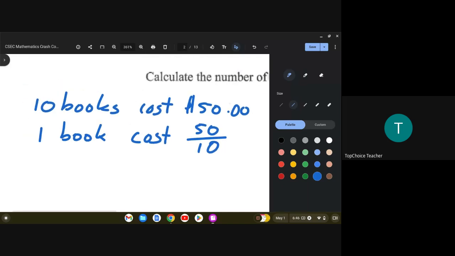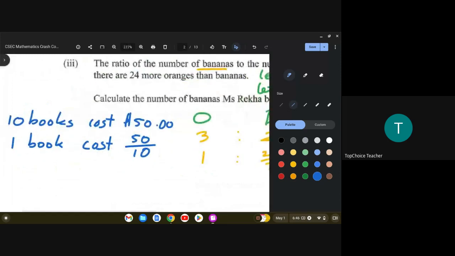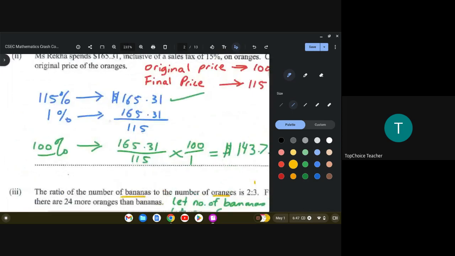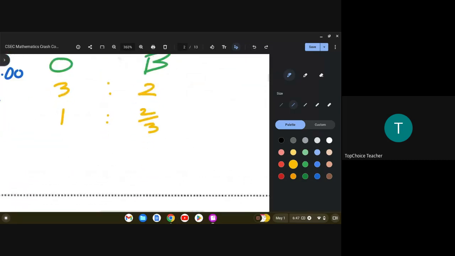Isn't that the exact same principle we applied to this? Now notice, look at this. This is the number on the left. This is the number on the right. And 50 over 10 is just the number on the left over the number on the right. So that's the same principle we applied here. Number on the left over the number on the right. Same principle we are applying here.